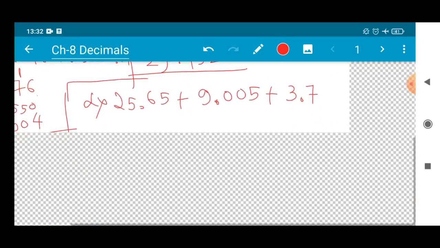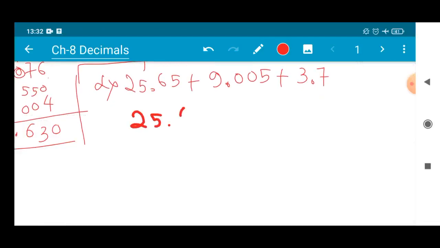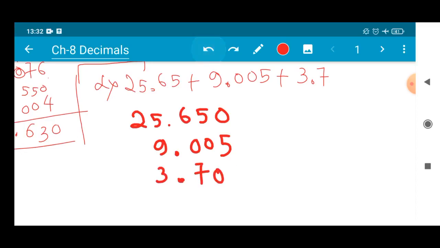Okay, now you add this: 25.65, 9.005, and 3.7. To make a pair so that you will not have any problem while adding, I have given 0 extra. I can do that because after the decimal point, if there is no number, or if there is a 2-3 digit number, and after that also you want to give 0, that can be done.